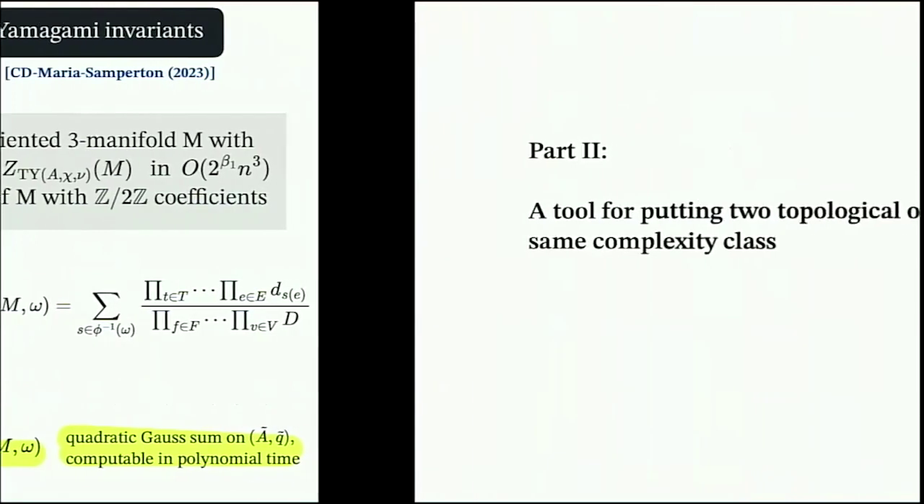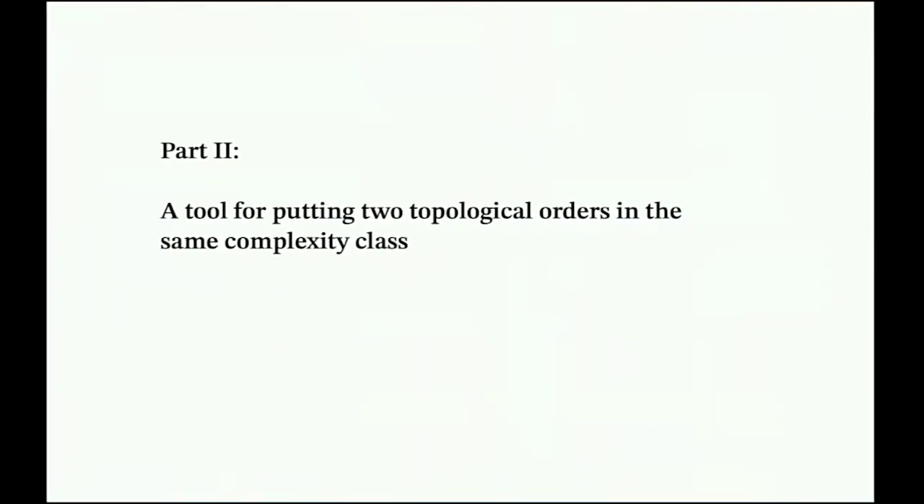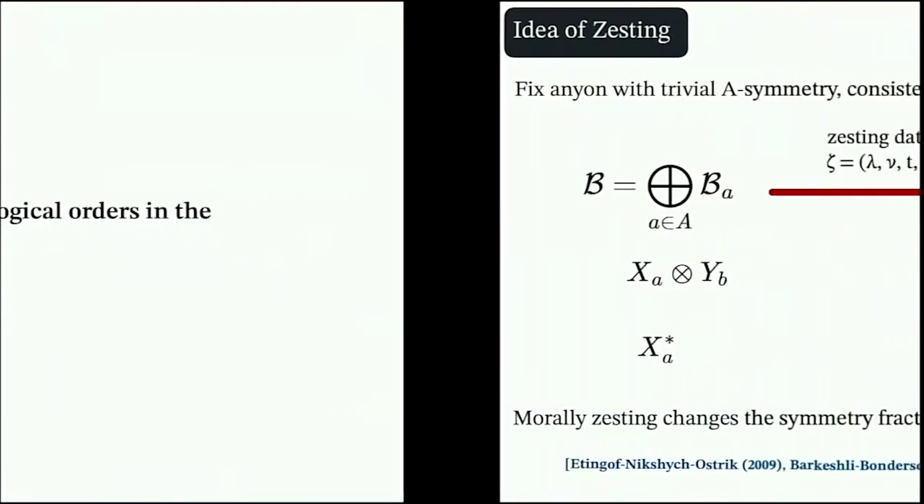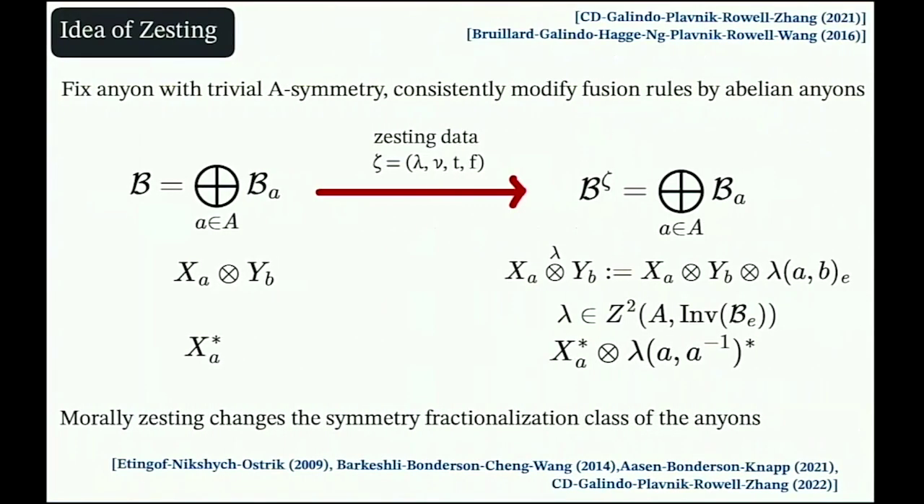Okay, so I want to move on and switch gears, and I want to tell you about something totally different, which I've come around to thinking of as a tool for classifying topological order by complexity in a couple different senses. So let me tell you about it. There are people here that have heard me talk about this before, but if you haven't, I want to explain. It's called zesting. Mathematically, it's a way to take a braided fusion category and cook up another one.